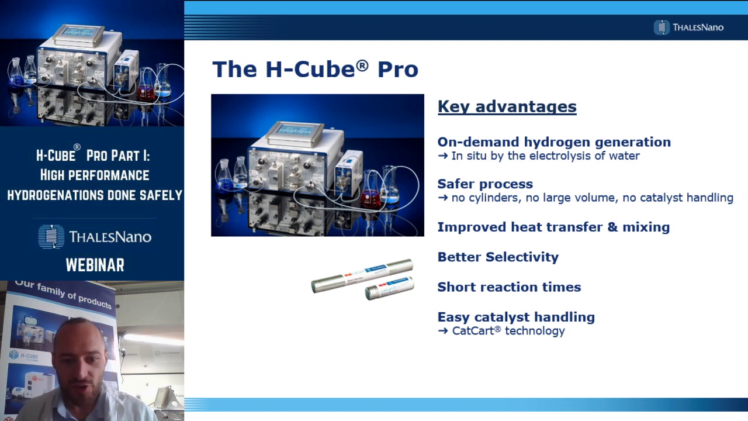It also shows improved heat transfer and mixing. I gave more information on this in the previous webinar by comparing the heat transfer and mixing in both continuous flow chemistry and batch chemistry. The selectivity is also improved thanks to the residence time and the temperature, and the reaction times are shorter.